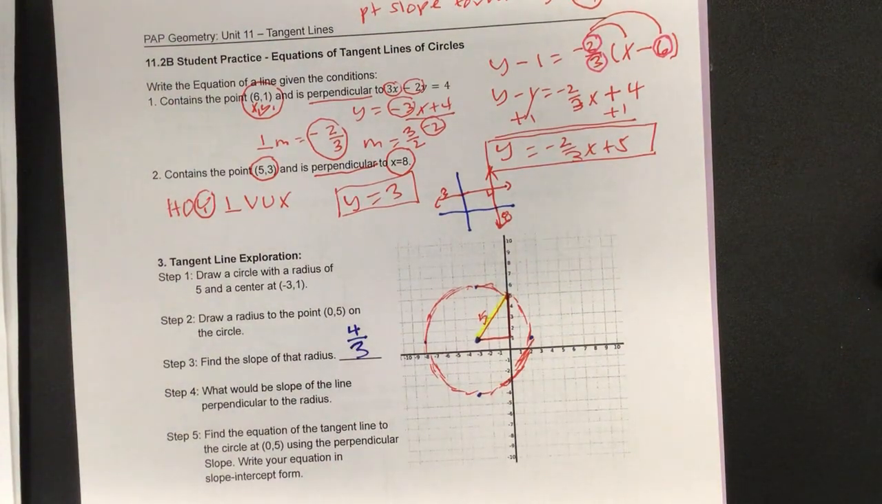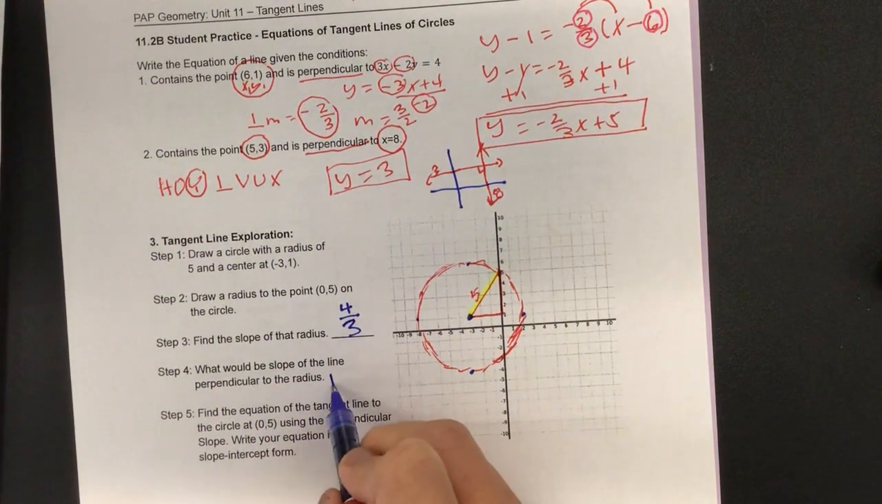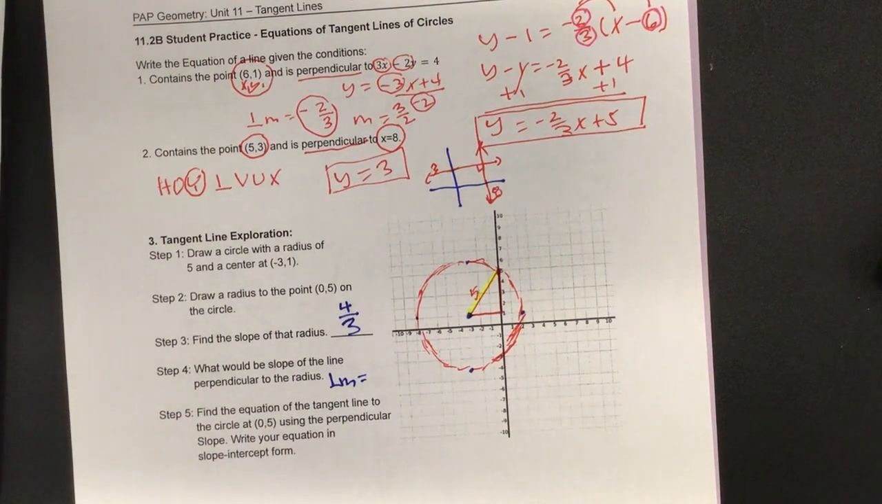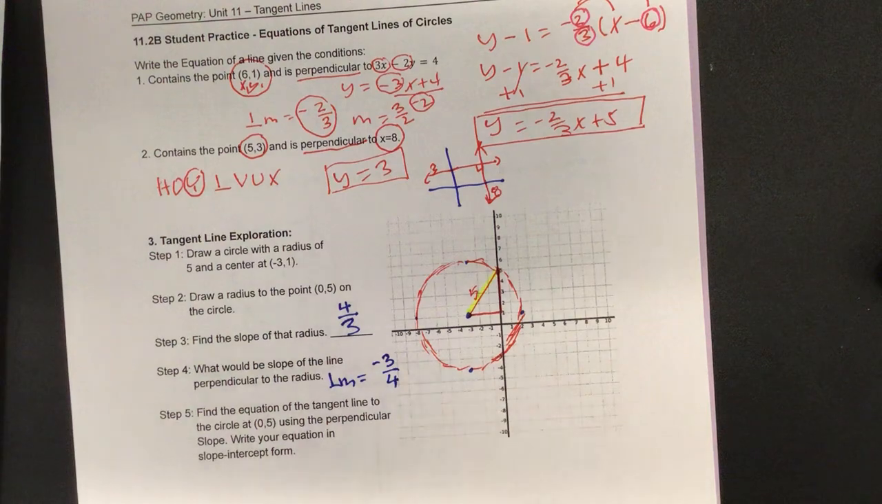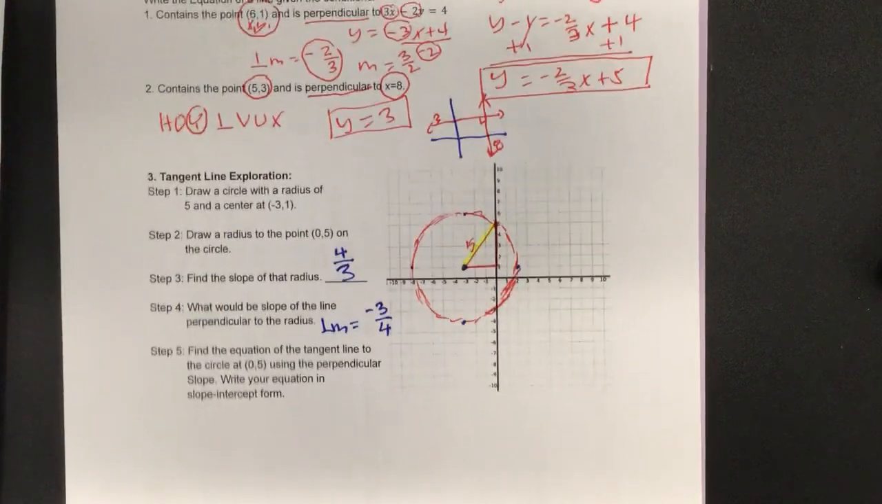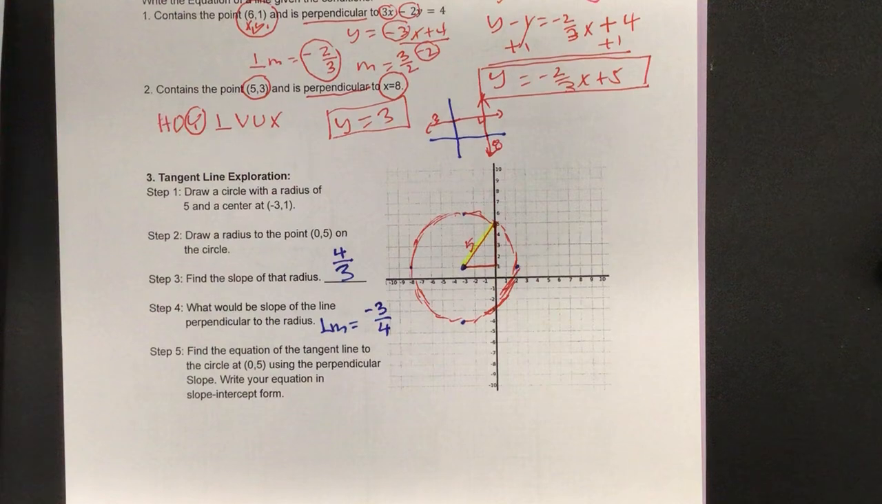Pierce, let's read step 4. What would be the slope of the line perpendicular to the radius? So we wanted perpendicular slope. And again, we said opposite reciprocal, so it's going to be negative what? 3 over 4. Okay, step 5. Vivi, let's read. Find the equation of the tangent line to the circle at 0, 5 using the perpendicular slope that you found.